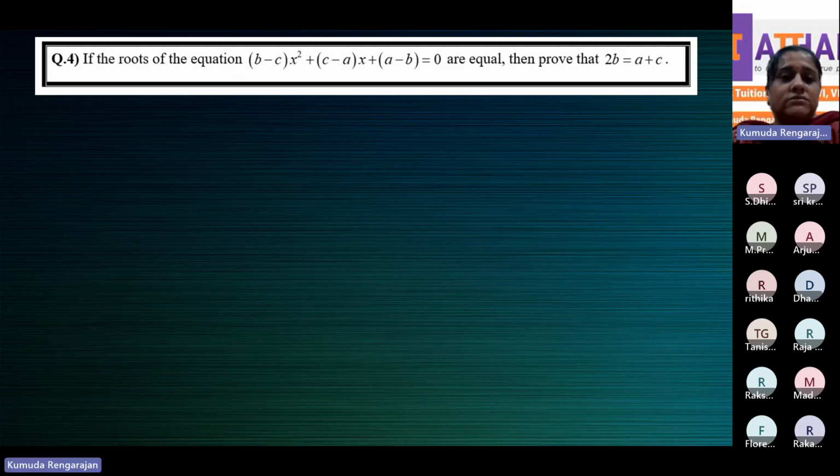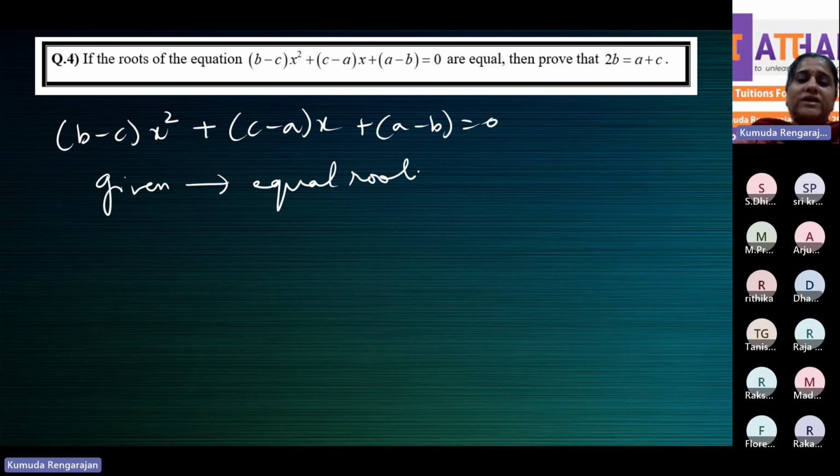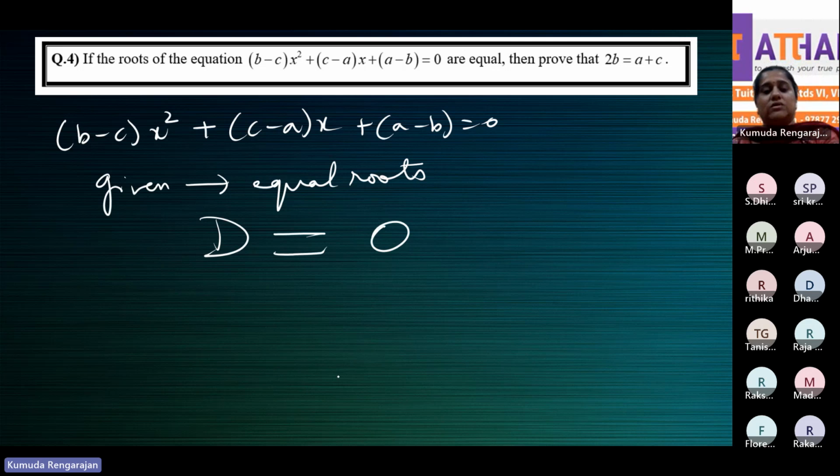So here again, we have this quadratic equation, (B minus C) x squared plus (C minus A) x plus (A minus B) is equal to 0. We are given a quadratic equation, and what's given? It is given that this quadratic equation has equal roots. When can it have equal roots? Only when the value of D is 0. D is 0 means real equal roots.